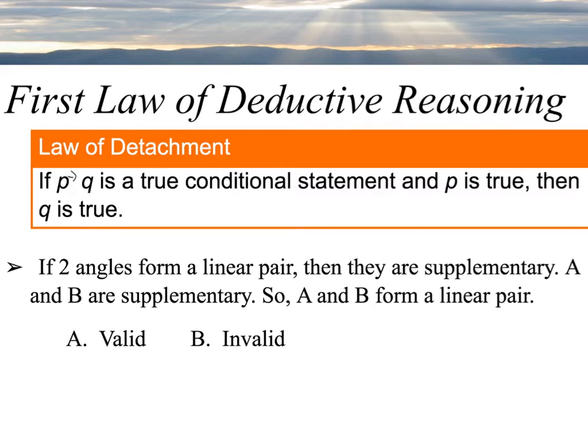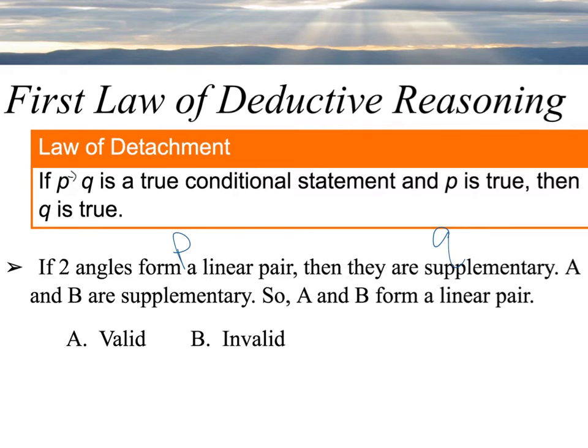So again, same idea. Our statement is that if two angles form a linear pair, then they are supplementary. So our hypothesis: two angles form a linear pair. Our conclusion: they are supplementary. Then we're told that angles A and B are supplementary. So someone concludes that A and B form a linear pair. Do you think that's valid or invalid?